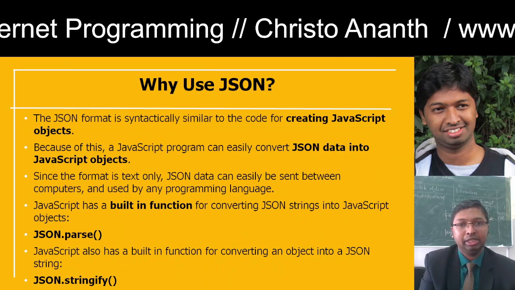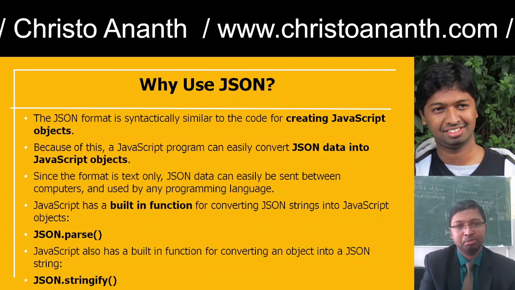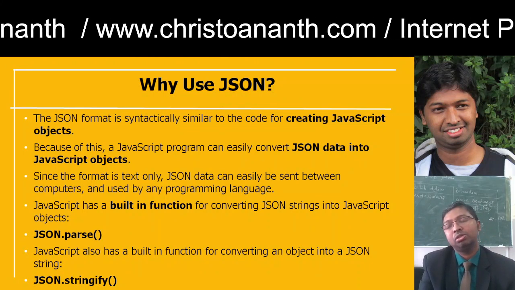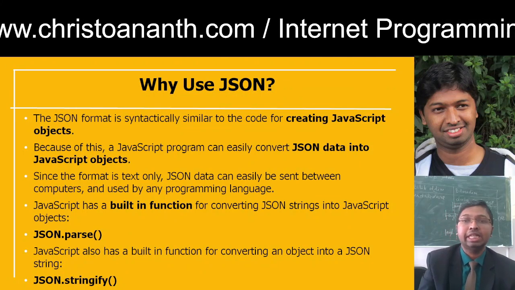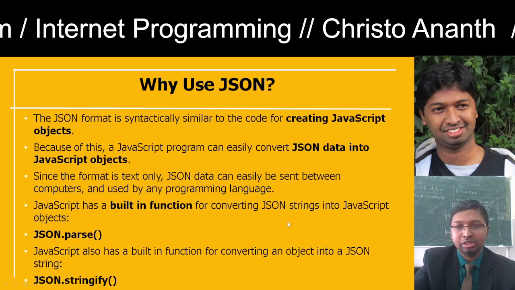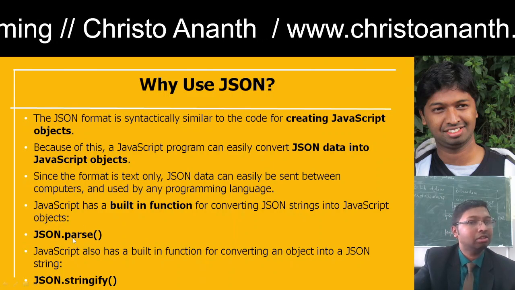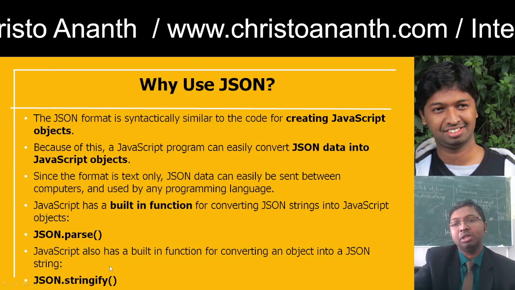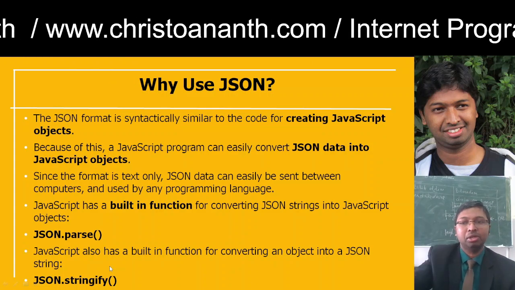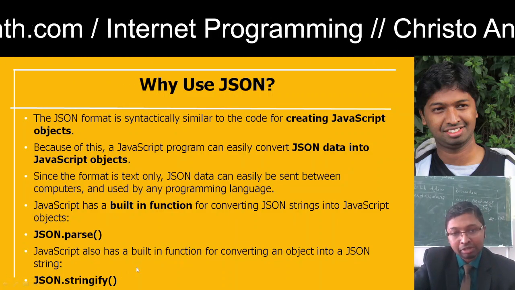The format is text only, which means that it can be easily transferred across computers, and you can use it through any programming language. It is independent of the programming language, and it has a built-in function for converting JSON strings into JavaScript objects, which is JSON.parse. There is also a built-in function for converting an object into a JSON string, so you can also use JSON.stringify.